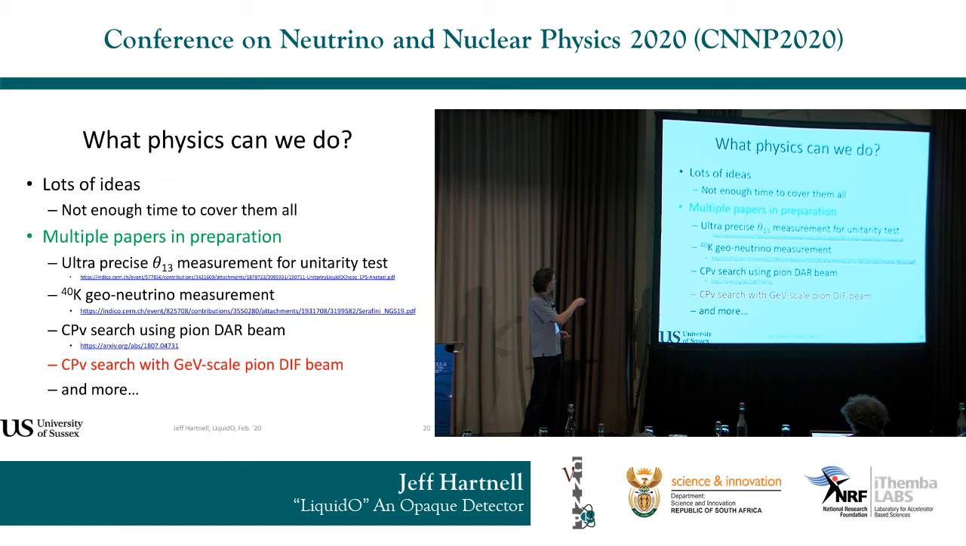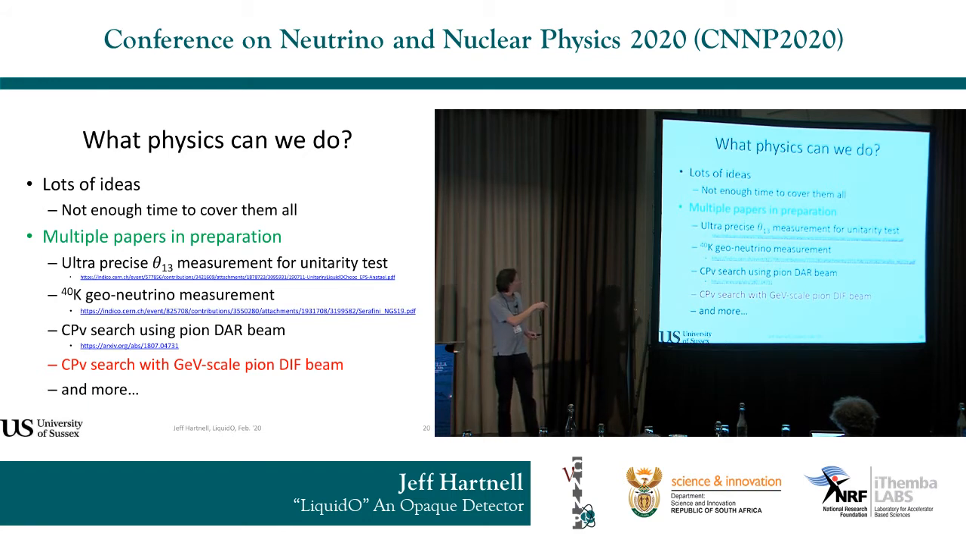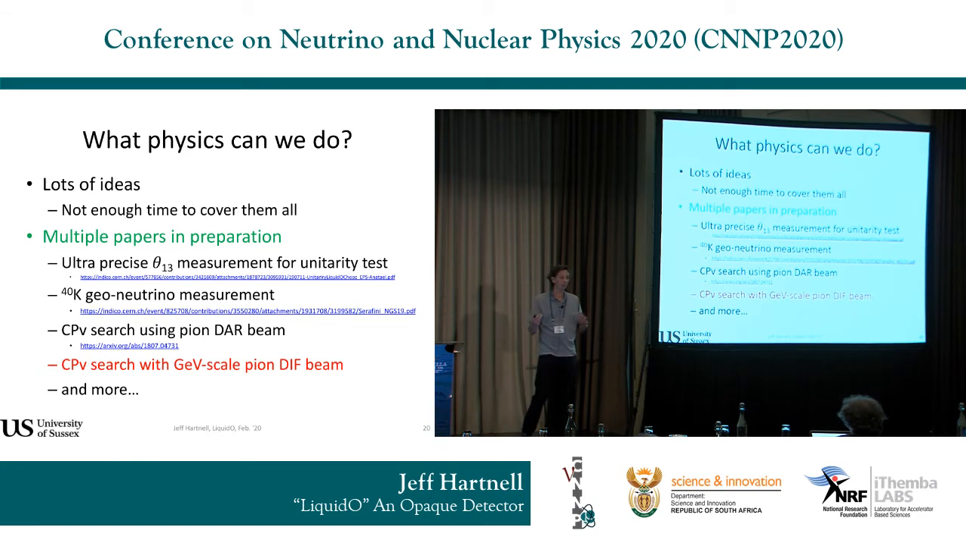There's a neat idea to try and measure potassium-40 in the Earth through geoneutrinos. The ability to separate electrons and positrons would be very important for looking for CP violation using a pion decay at rest beam. So people have been thinking about that. The thing I'll focus on more here is doing CP violation search using a pion decay in flight beam, so something like Dune or Hyper-K. And then there are some more topics as well, which I'll talk about.